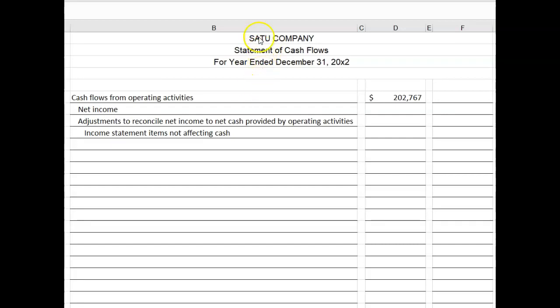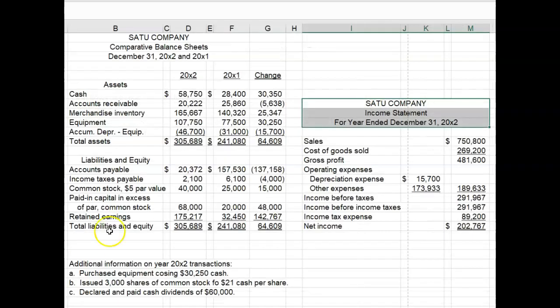So, 3-line header: Satt Company, Statement of Cash Flows for the year ended December 31st, 20X2. Cash flows from operating activities, net income, $202,767, and then the words adjustments to reconcile net income to net cash provided by operating activities, income statement items not affecting cash. Going back to Satt's information, this is where I got the net income number, obviously, and the date of my cash flow statement.